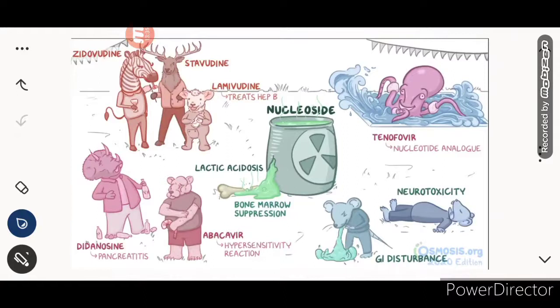So some side effects are shown via the nuclear waste, that is the lactic acidosis, the green fluid. Okay, that is lots of acid being released, representing the lactic acid, and it also causes bone marrow suppression. And some common side effects are represented by the GI disturbances and the neurotoxicity. Okay, so I hope you understood this mnemonic, and I hope you remember it.